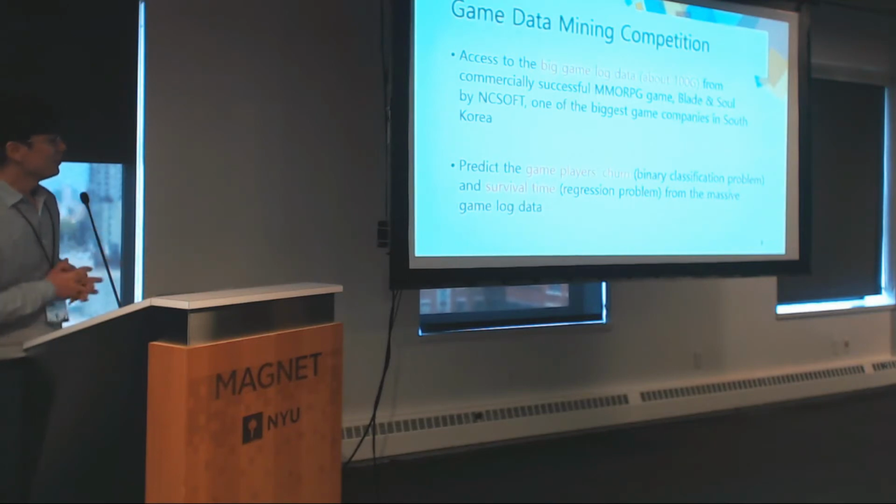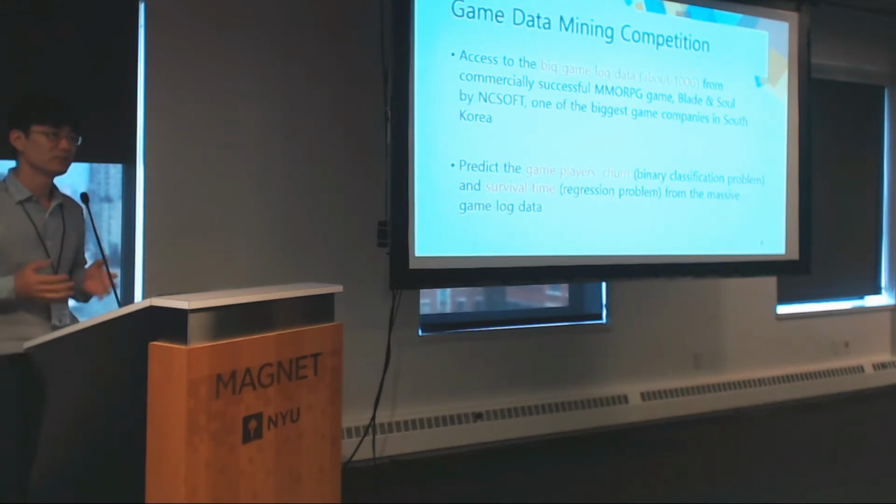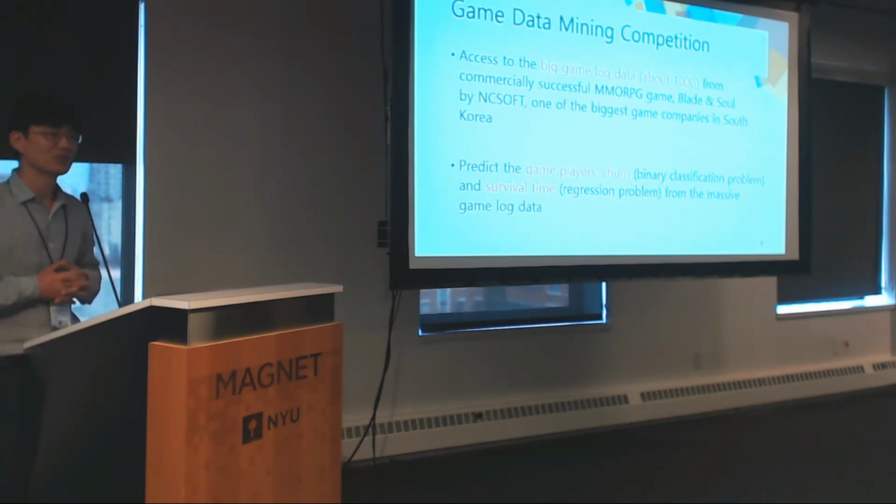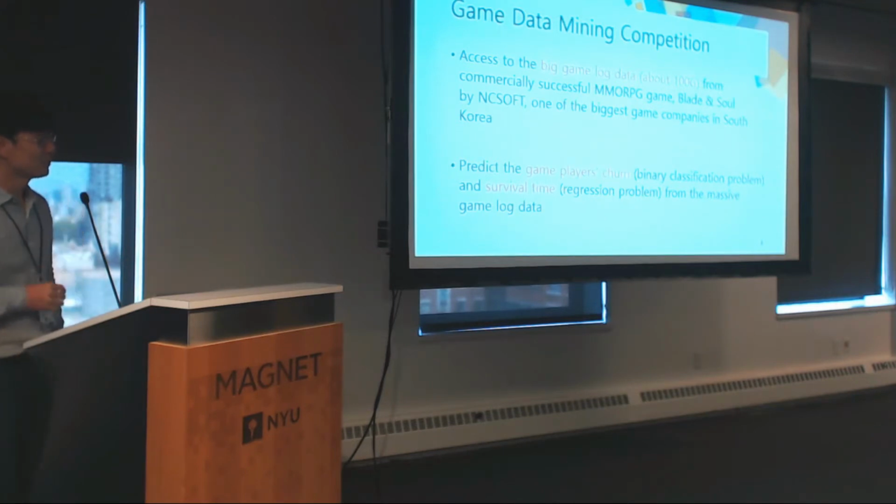And in our competition, we define two different tracks. The first one is a binary classification problem, the game player's churn prediction. So it's a churn or retention prediction. And the second problem is more difficult. That's a regression problem: can you predict the survival time of the gamers? So we have two tracks this year.